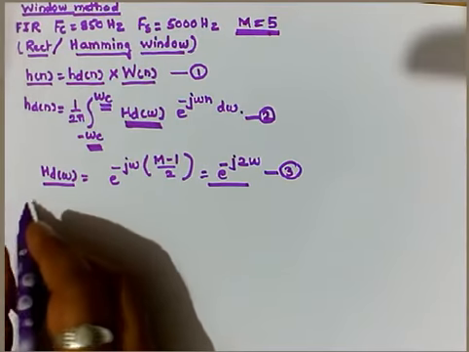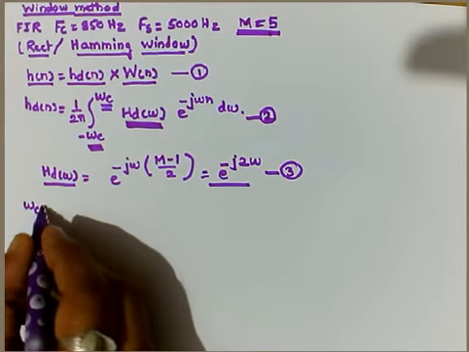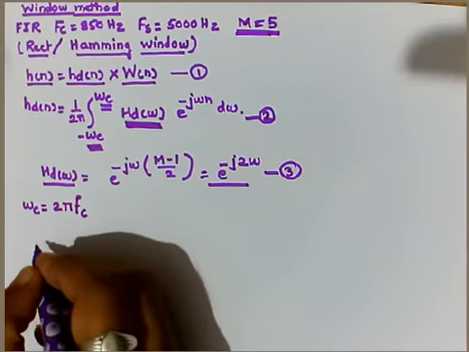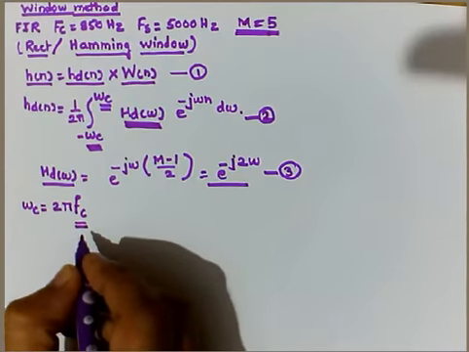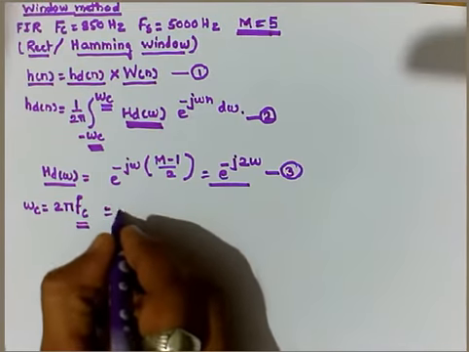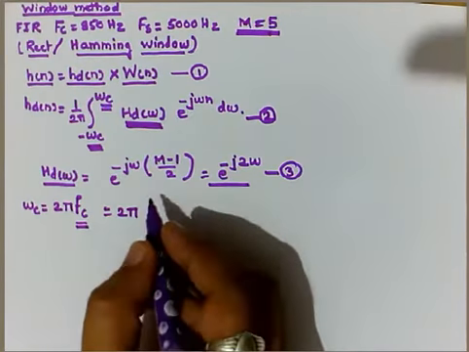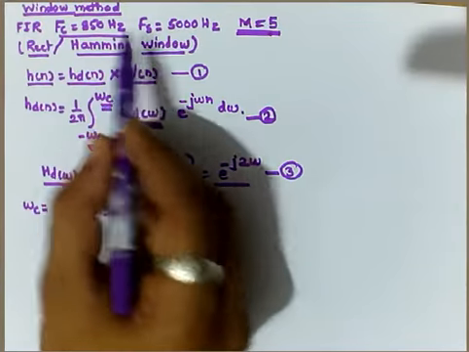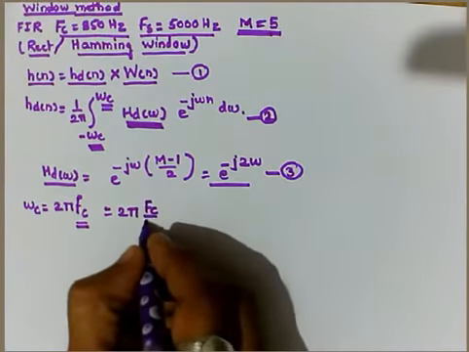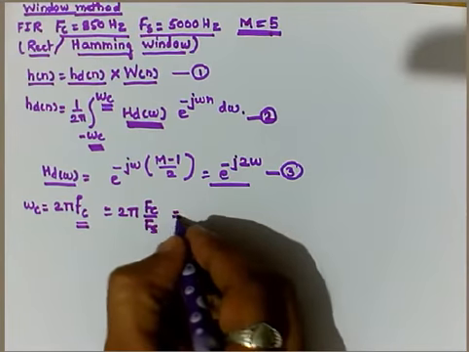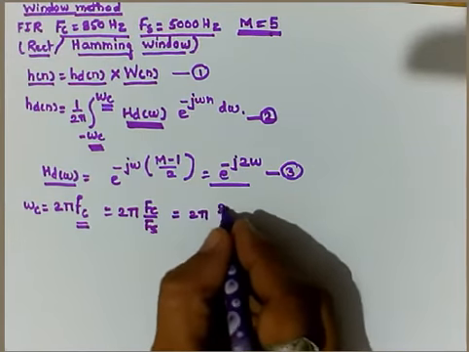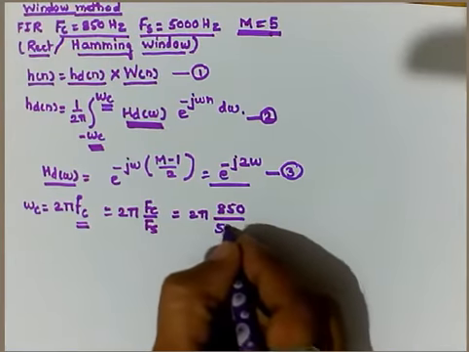Now we need to calculate omega c. The expression is quite simple: it is 2 pi fc, where fc is in cycles per sample. To get this, I need to divide fc, which is in hertz, by the sampling frequency. It becomes 2 pi fc by fs. So that is 2 pi times 850 by 5000.